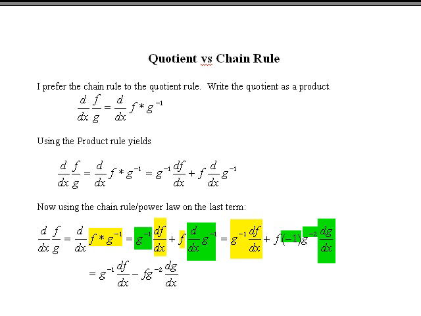So here's the power law written with negative exponents instead of with fractions. You could put this all over a common denominator of g squared, and you would get the quotient law that's written in the book. I usually don't bother with that quotient law. There's no reason to memorize a new rule. All you need is the product rule, and then once you take the derivatives as though they were products, you apply the chain and power law to get the derivative of the denominator.